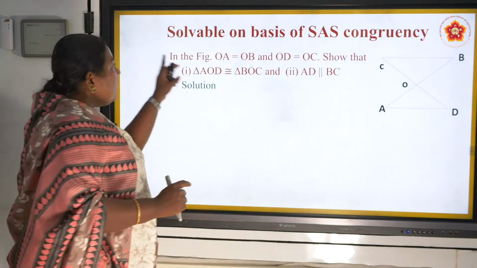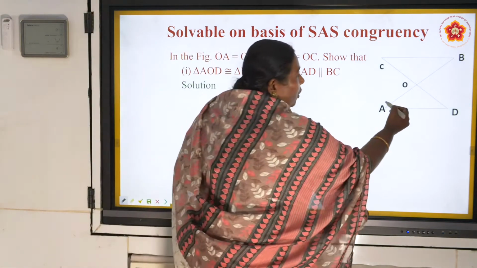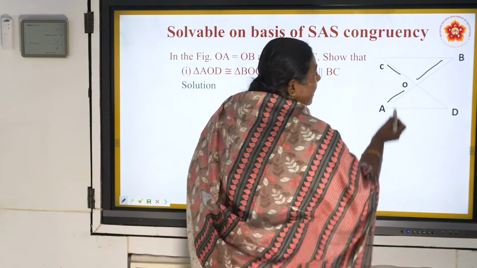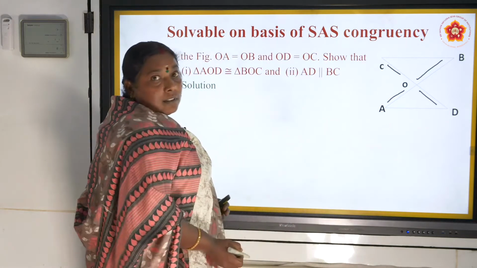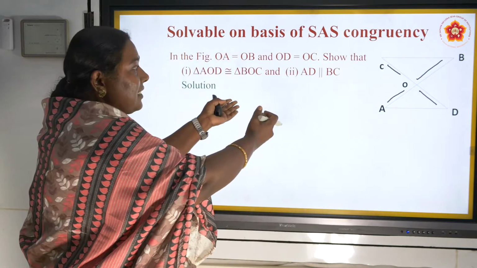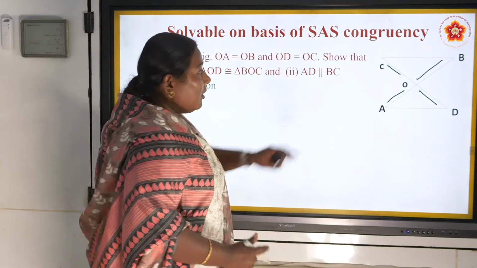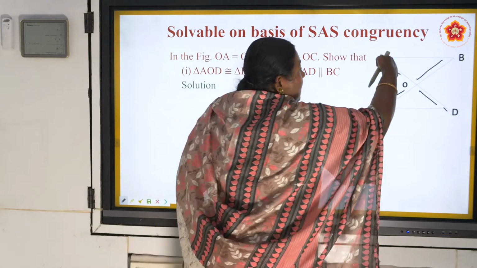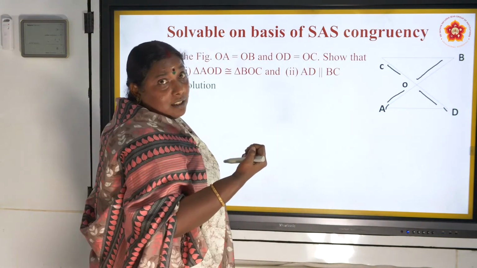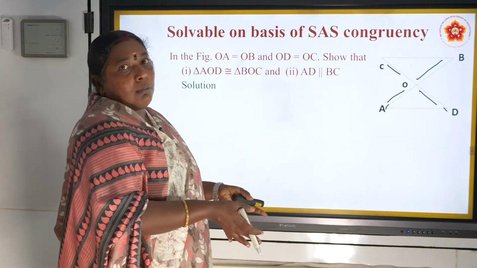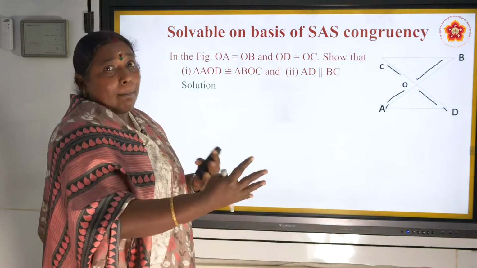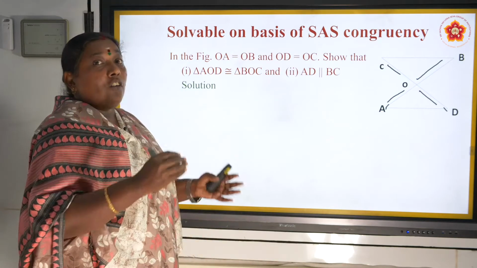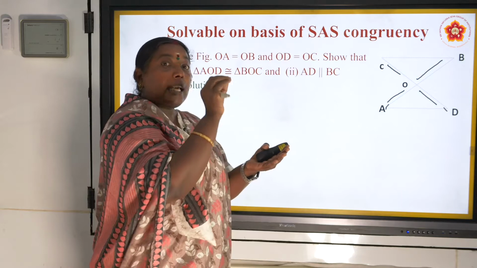Now in the figure, OA is equal to OB. What are they telling? OA is equal to OB. Next, OC is equal to OD. And directly I can see I have 2 triangles. Is it right? So what are all the triangles? AOD and one more, COB. 2 triangles I am seeing. Since I am talking about triangles, I need triangles to compare and tell congruent. I have 2 triangles.